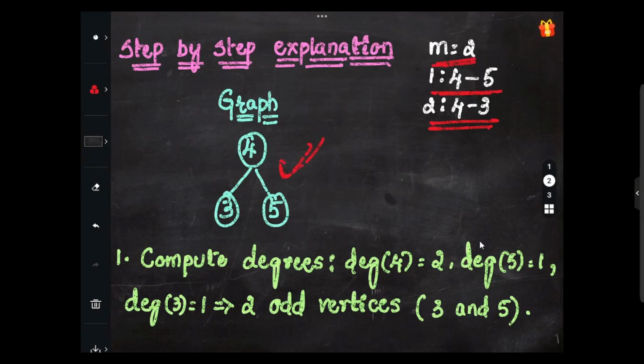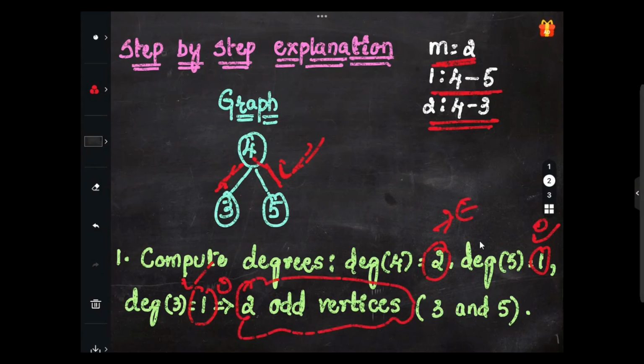So we have to calculate the degrees first. Here the degree of 4 is 2, and the degree of 5 is only 1, from 5 to 4. The degree of 3 is also 1, from 3 to 4. So now the degree of 4 is even, and 5 and 3 are both odd. We have exactly two odd vertices, right?